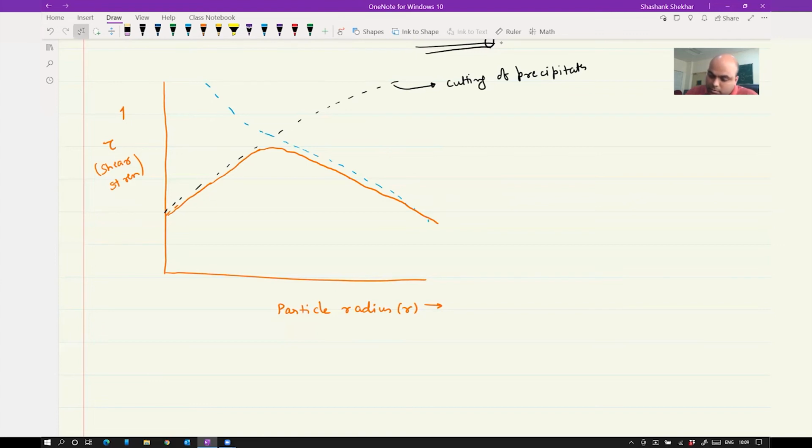Okay. So the blue one here is for bowing of dislocations, and the final red one is the net curve. Okay, and the maximum here will correspond to a radius. Let's say we call this radius RC, or critical radius.